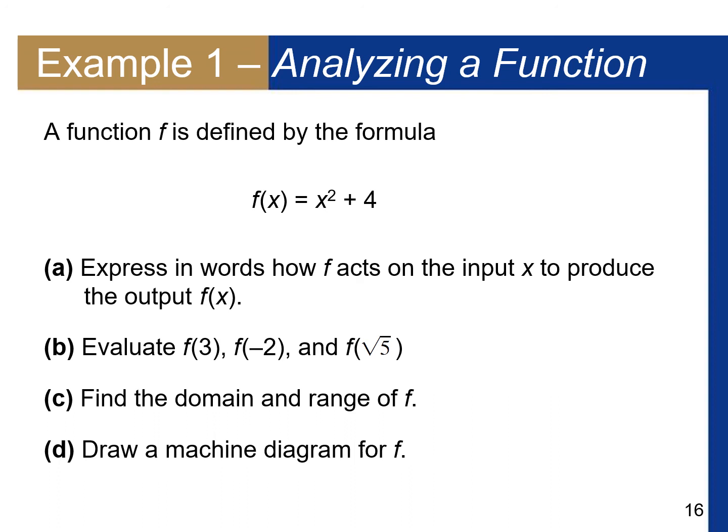So a function is defined by a formula. Here we have f of x equals x squared plus 4. Express in words how f acts on the input to produce the output. Evaluate f of 3, f of negative 2, and f of square root of 5. Find the domain and the range, and then draw a machine diagram for f.